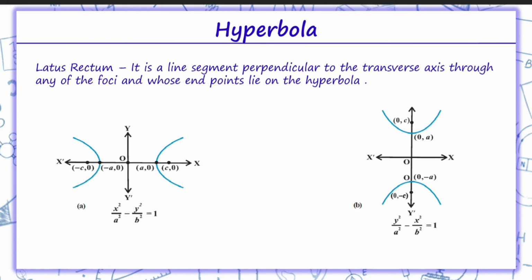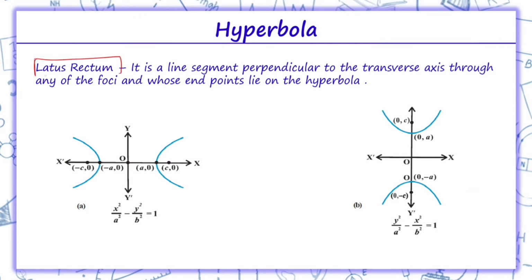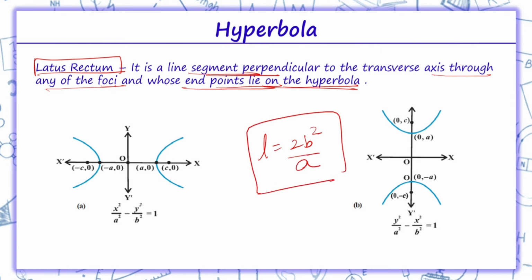Coming on to latus rectum. Now what is latus rectum? It is the line segment which is perpendicular to the transverse axis through any of the foci whose endpoints lie on the hyperbola. So this latus rectum, just like ellipse, is also given by the formula 2b square upon a.